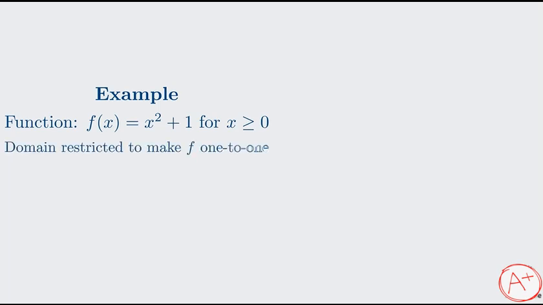Let's look at an example using a quadratic function. Consider the function f of x equals x squared plus 1 for x greater than or equal to 0. We must restrict the domain to x greater than or equal to 0 to ensure the function is one-to-one. Otherwise, an inverse would not exist. Here is the graph of f of x. It passes through the points (0, 1) and (2, 5).